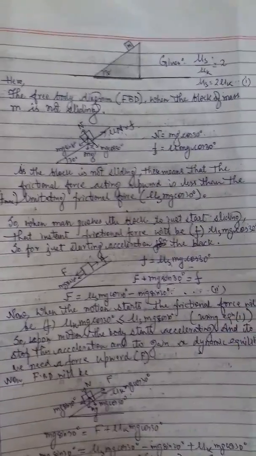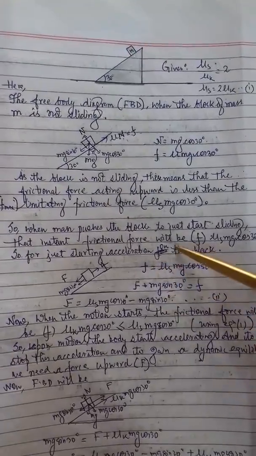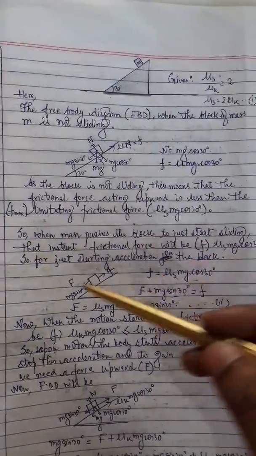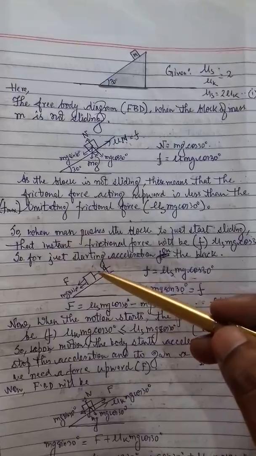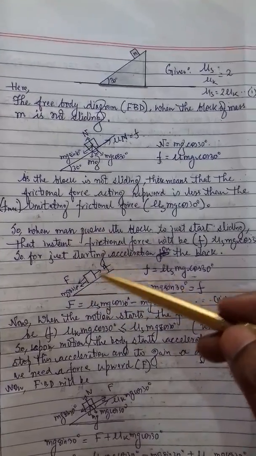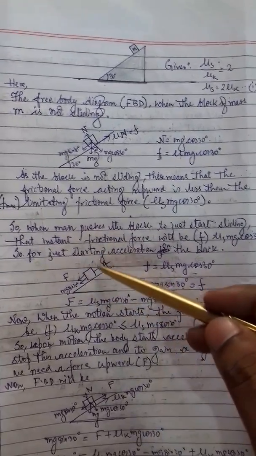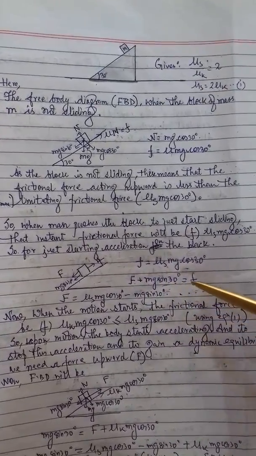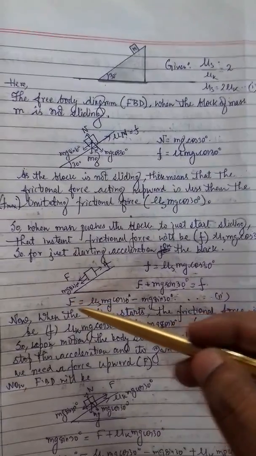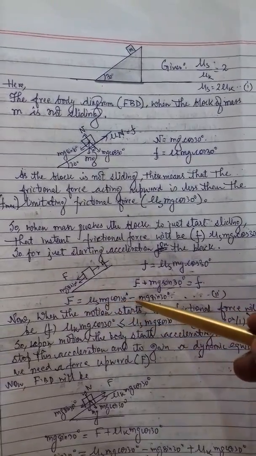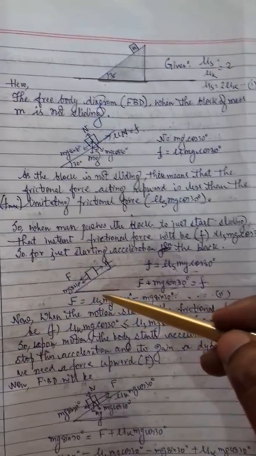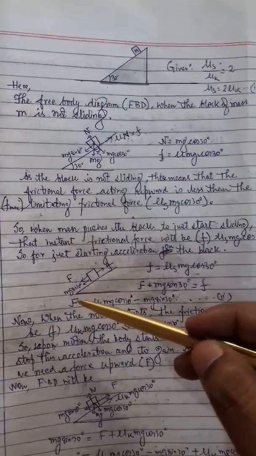So for just starting acceleration of the block, at that time the frictional force will act as mu s mg cos 30 degree, that is the maximum limiting frictional force. This side F is there, mg sin theta is there, and this side the frictional force is there. So the sum of these two forces must be equal to this f. So I have written the equation as F plus mg sin 30 degree equals f. From here we get F equals mu s mg cos 30 degree minus mg sin 30 degree. We don't know the value of mu s, so we cannot get the value of the applied force from here.